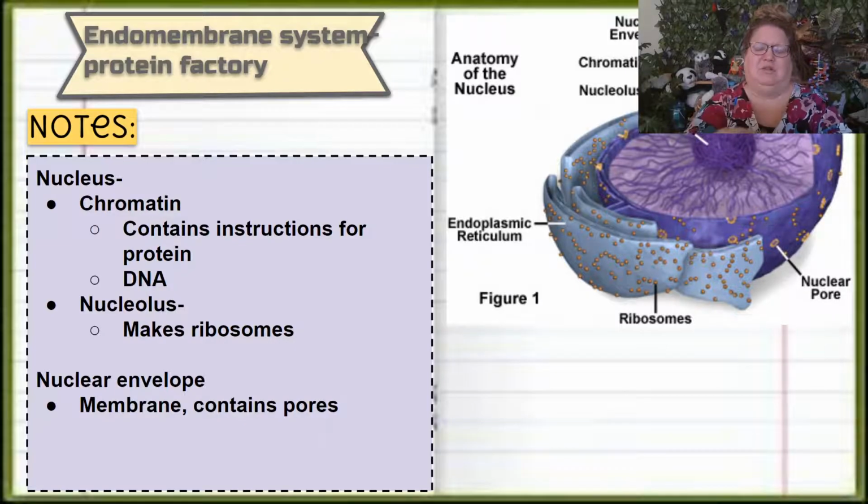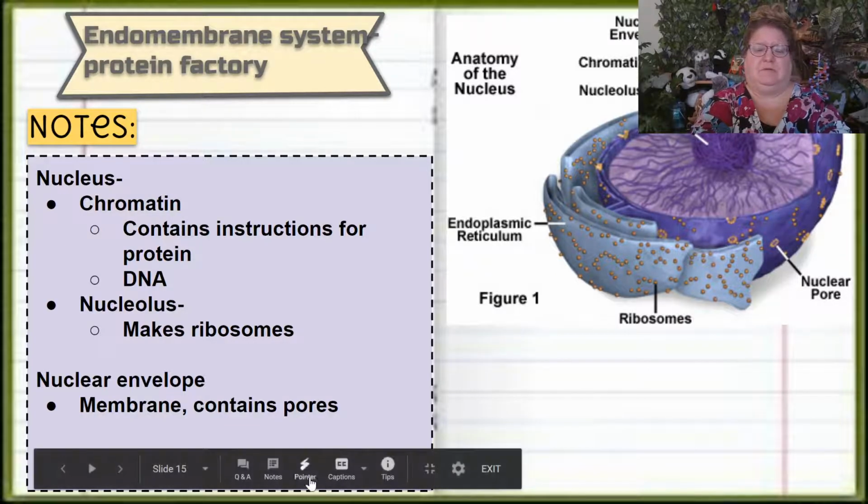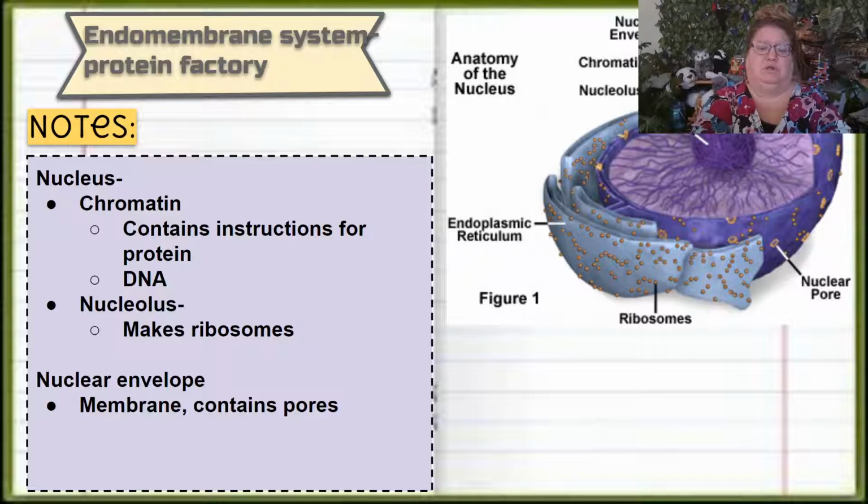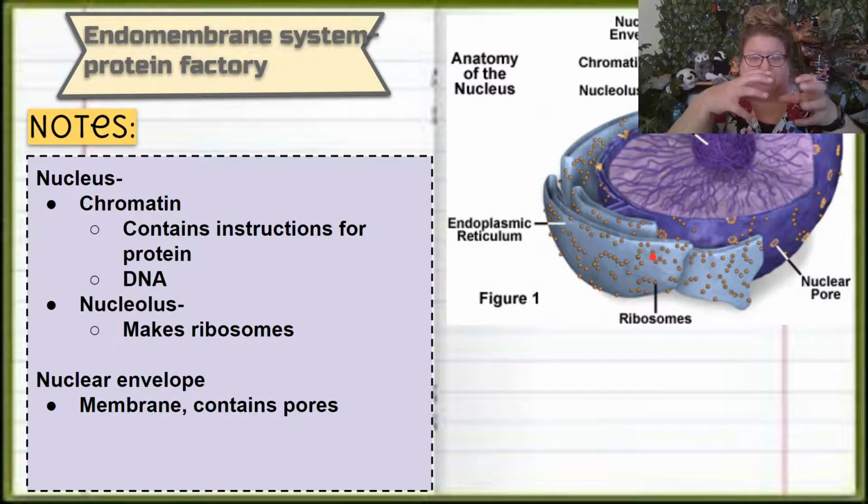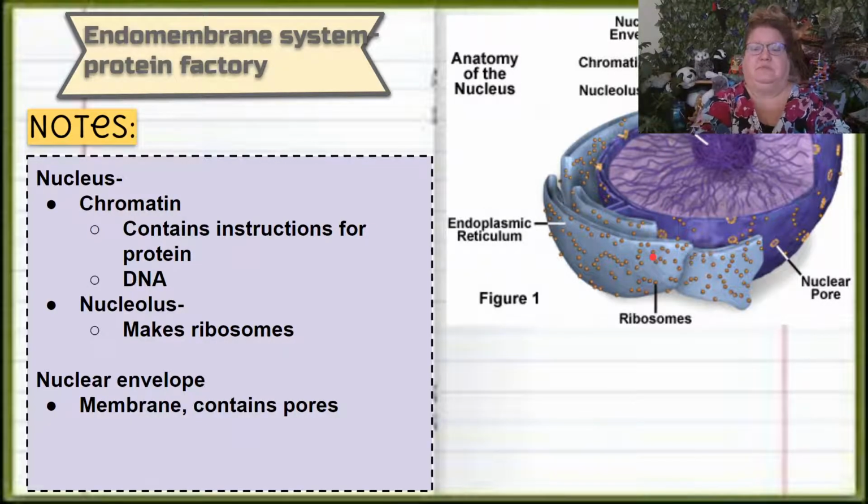So, what's this all about? Well, like I said, the chromatin would be the instructions, the DNA. We have the nucleolus, which is going to make the ribosomes, and then we have the nuclear envelope, which is the interface between the cytoplasm and the nucleus. It's the boundary. It's basically the membrane that keeps everything from mixing.